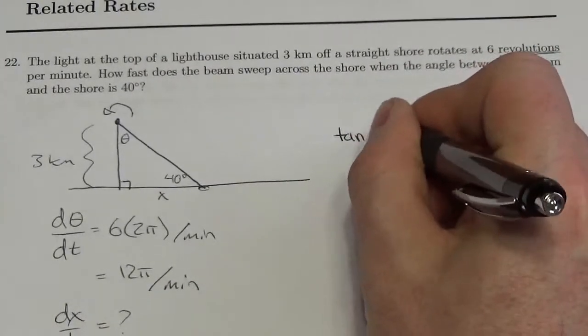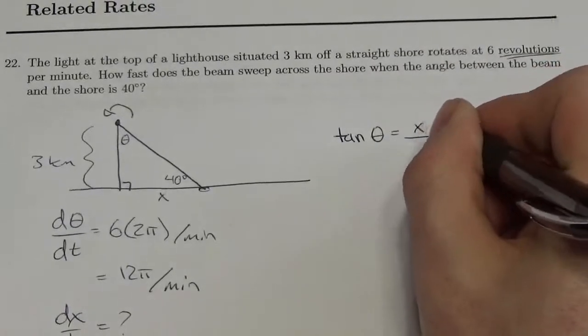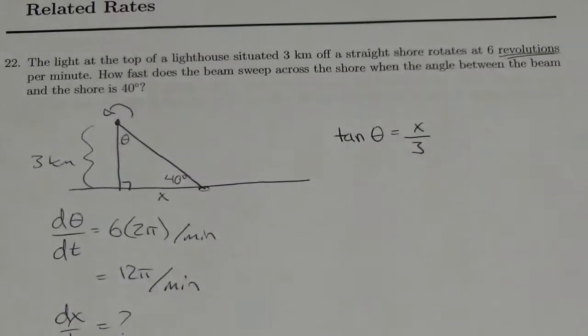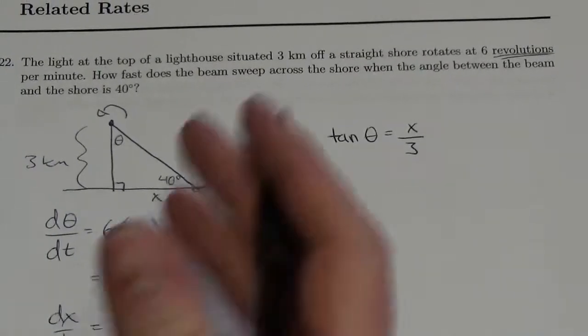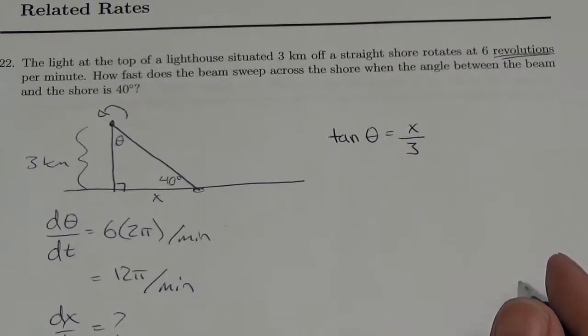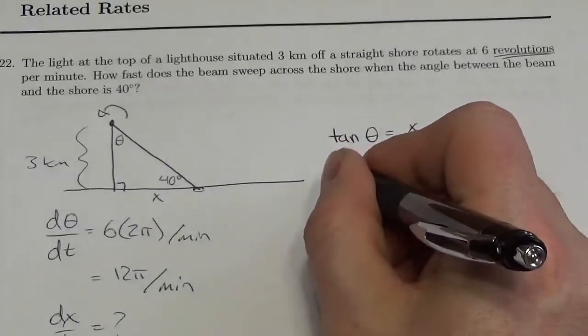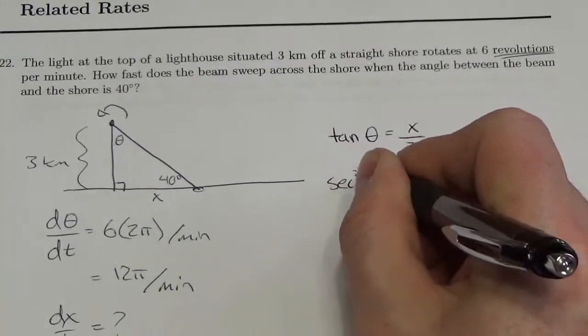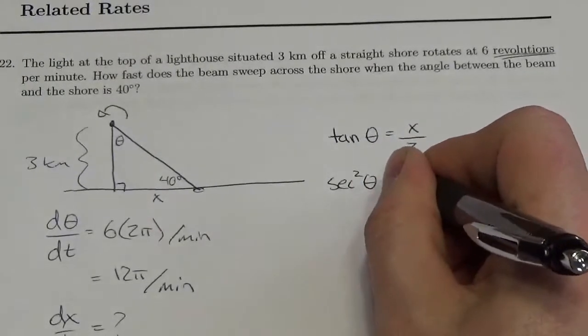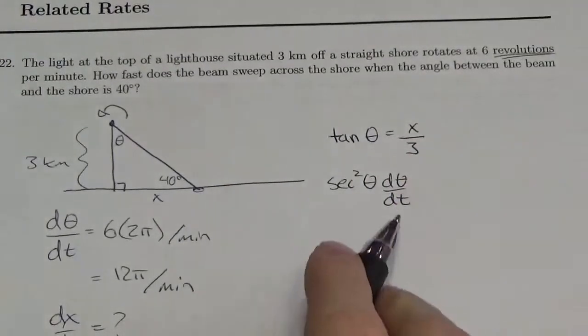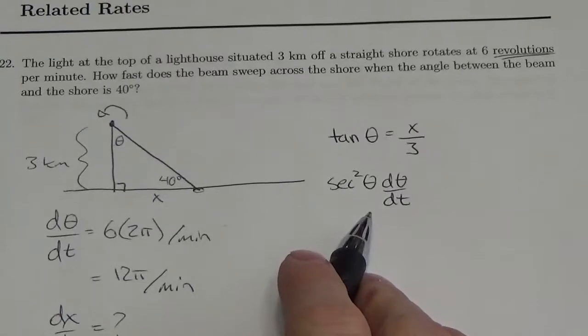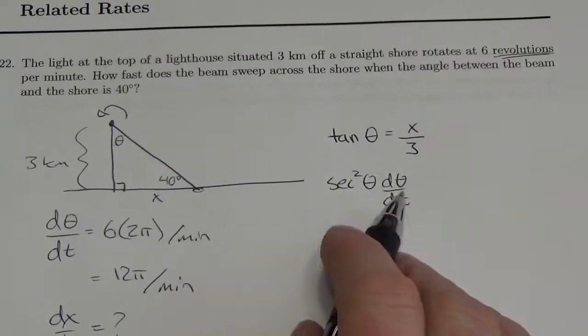So the tangent of theta, in this case, will be x over the 3 kilometers. Well, now let's figure this out. When we take the derivative of this, the derivative of tangent is going to be secant squared theta d theta by dt. That's important because we're given d theta by dt.